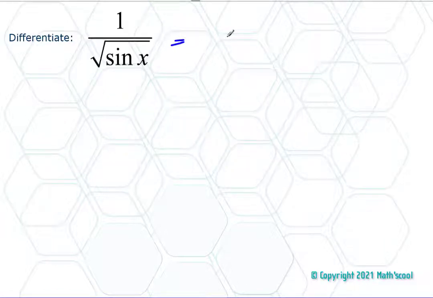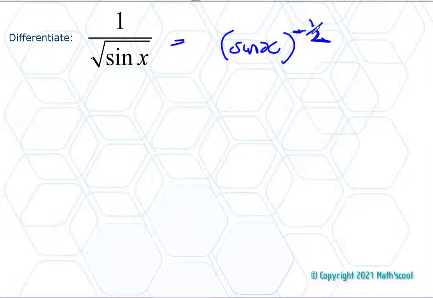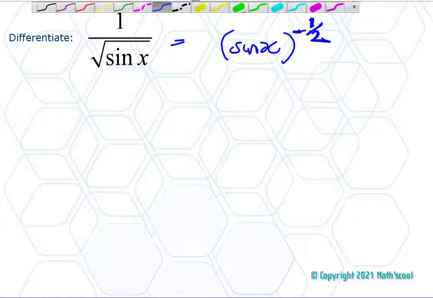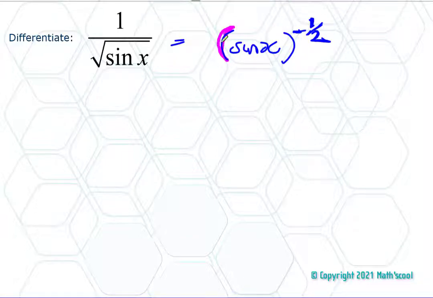Let's rewrite it using indices. So that gives us sine x to the power minus a half. Now you've got to watch out. This question trips up some students. The reason is they know that when you differentiate sine of something, it changes to cos of the same thing, and you've got to multiply by the differential of the brackets. But look here. Look for the brackets. Whenever you're using the chain rule, there should be brackets. Here are the brackets. Once you've found the brackets, look to see what is outside of the brackets. What is outside of the brackets is a power of minus a half in this case.